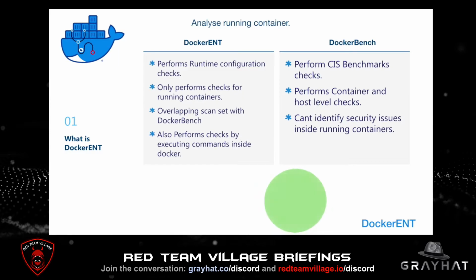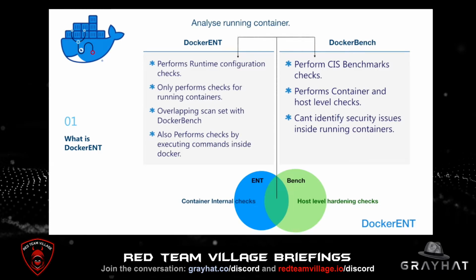So if I just draw the Venn diagram of both the tools, it will look something like this. I'm not comparing if a tool is performing more scans for a particular container, but this is how it would look, and there is some overlap happening. The independent part of DockerENT is that it can perform container internal checks. It can go inside the container and perform the checks, whereas Bench can check host level hardening checks. So these are the few things that make these tools different.